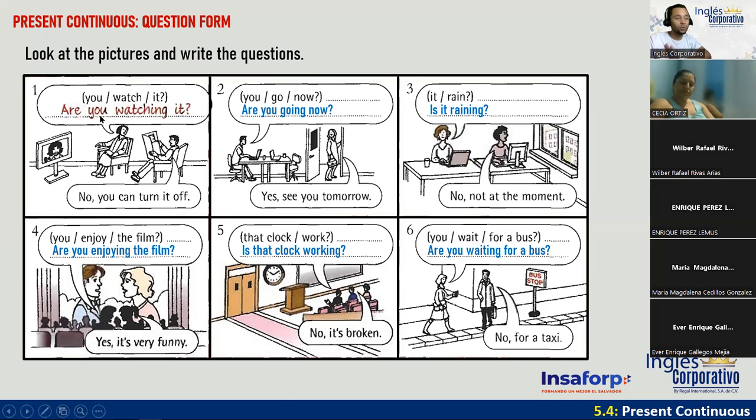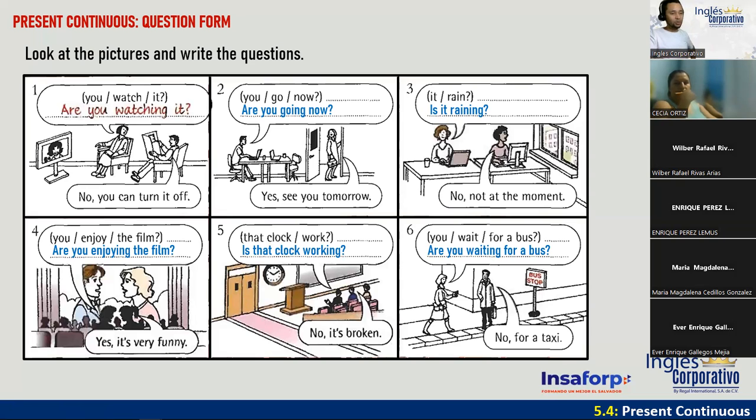Entonces aquí vemos la forma de pregunta. Todas estas son yes, no questions, si ustedes se fijan. Are you watching it? No, you can turn it off. Are you going now? Yes, see you tomorrow. Is it raining? No, not at the moment. Are you enjoying the film? Yes, it's very funny. Is that clock working? No, it's broken. Are you waiting for a bus? No, for a taxi. Todas comienzan con el verbo be seguido por el sujeto. Are you? Is it? Is that clock? Are you? ¿Verdad?